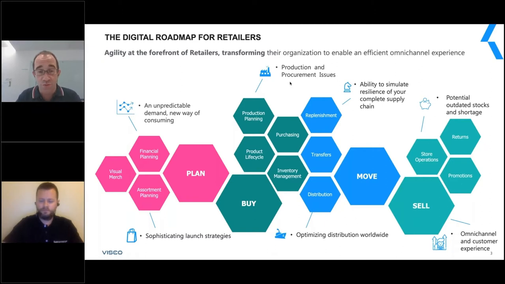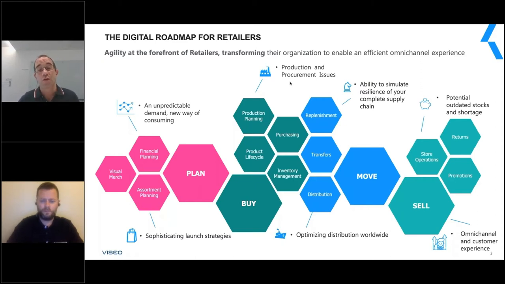And in order to gain more customers, there are new launch strategies. All this needs to cope with production and procurement issues, unfortunately, which were even more true during the lockdown. At some point it's important to ensure that our stock levels are at the right place at the right time, which requires optimizing the distribution for the retailers and simulating the resilience of the supply chain, to make sure we have the right product at the right place, no outdated stocks, and to avoid shortages. All this is to enable an efficient omnichannel and customer experience, so that we can sell as much as we can during this pandemic, but also the rest of the year.